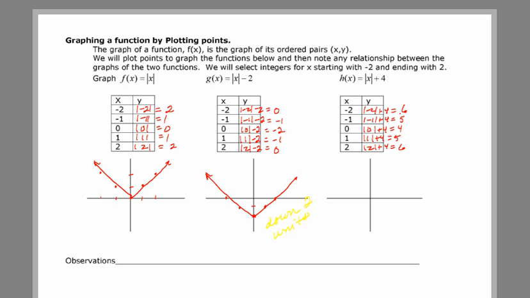So we see that repetition. Starting here in the middle, 0 goes up to 4. We'll plot that point. 1 goes up to 5. 2 goes up to 6. -1 goes up to 5. -2 goes up to 6. So the exact same V shape occurs over here because it's an absolute value function. But notice this one, when I compare it to the original, has been shifted up 4.